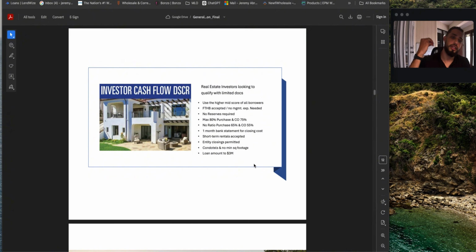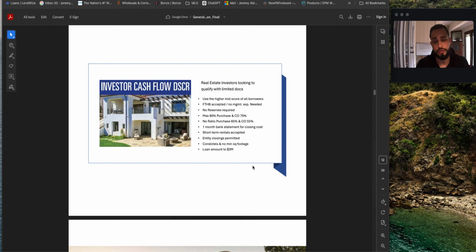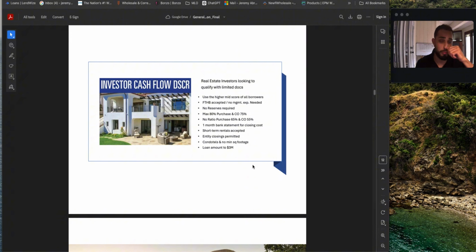Entity closings permitted, basically stating that you can close under your business name, right? You can close under your LLC. You do not need to use your personal name. Okay, so if you have multiple people purchasing a property and you want to buy it under one LLC, you could close under this name. So that LLC is the owner of this real estate.